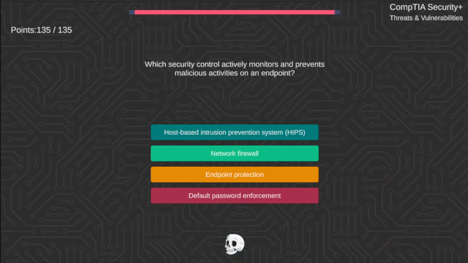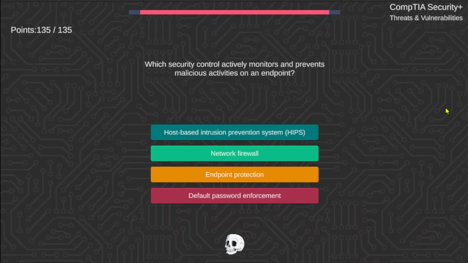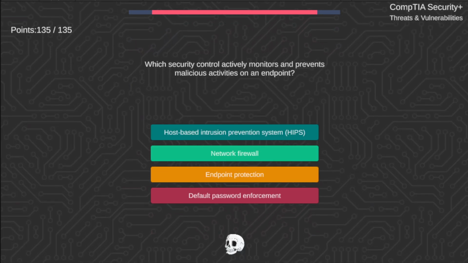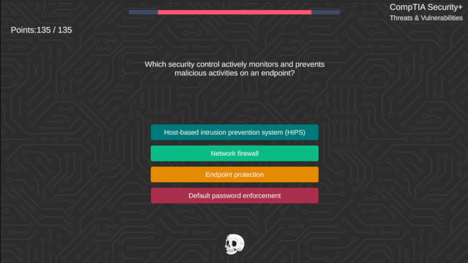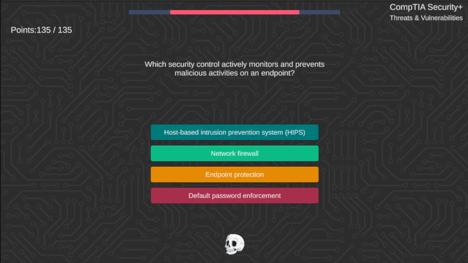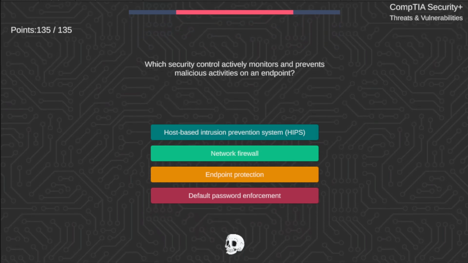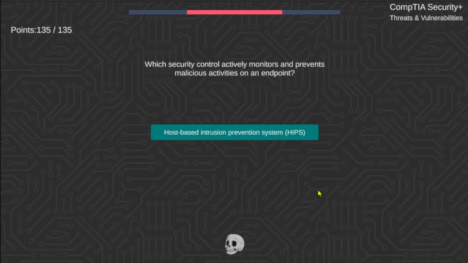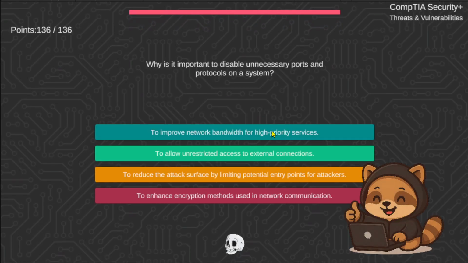Which security control actively monitors and prevents malicious activities on an endpoint? Host-based intrusion prevention system, or HIPS, network firewall, endpoint protection, or default password enforcement? Actively monitors and prevents malicious activities on an endpoint. Correct answer is host-based intrusion prevention system.